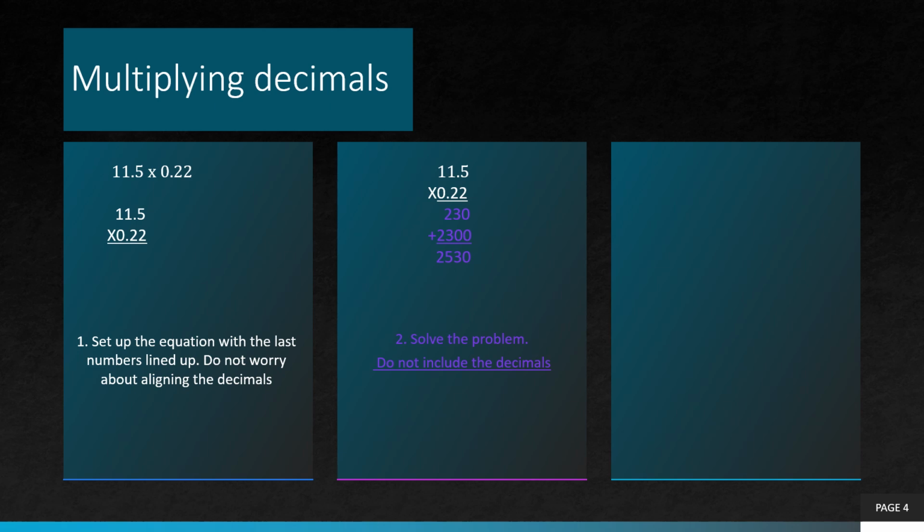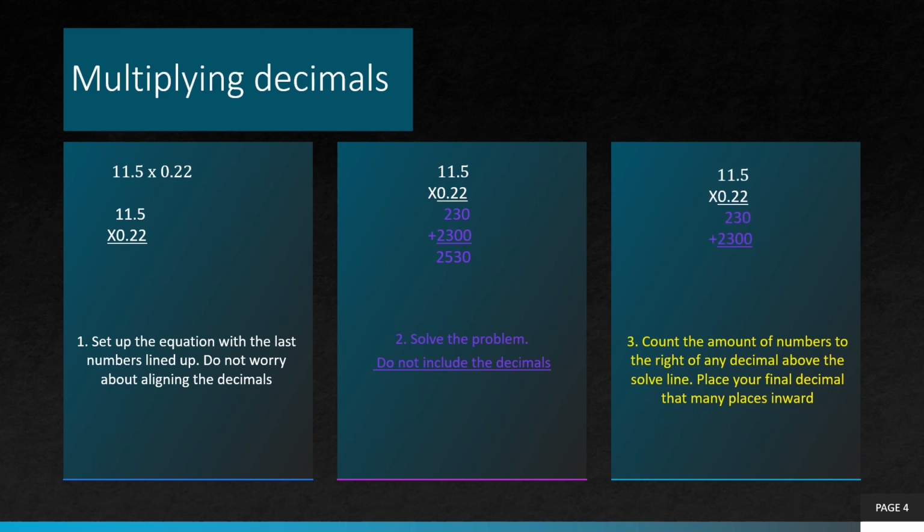Once we figure out our answer, which in this case is 2530, we go to the next part, which is that we count the number of digits to the right of the decimals that we started with. Then we place our final decimal that many places inside our answer. As you look at the top, you'll notice we have 1, 2, 3 different numbers to the right of the decimal. So if there are 3 to the right before we start, there have to be 3 to the right when we finish. So our answer becomes 2.530.